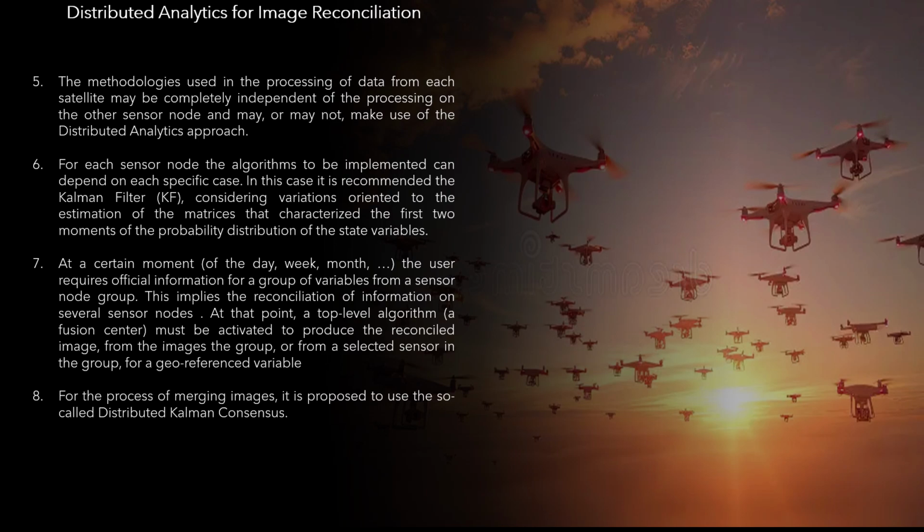At that point, a top-level algorithm, a fusion center, must be activated to produce the reconciled image from the images of the group, or from a selected sensor in the group, for a geo-referenced variable. For the process of merging images, it is proposed to use the so-called distributed Kalman consensus.